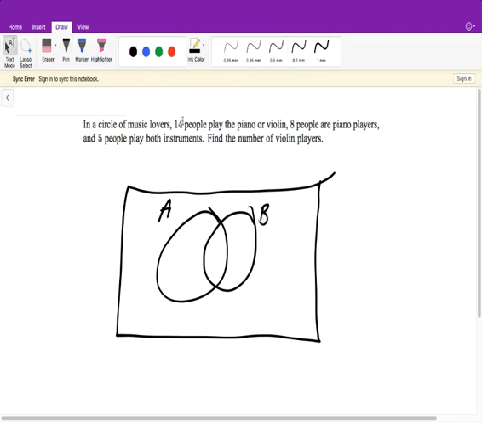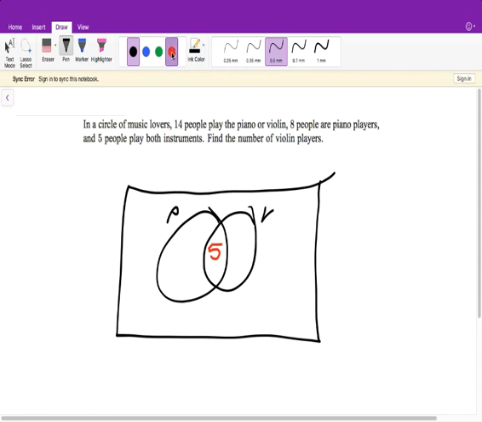All right, let's start filling. Remember, we always fill in the innermost part. It says 5 people play both instruments, so this is where we have people that play both. So that's 5. Sorry, let's not do A and B. Let me change this because we have different things here. Let's change this to say piano and violin, so P and V.